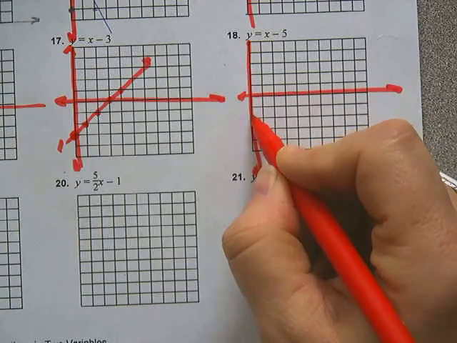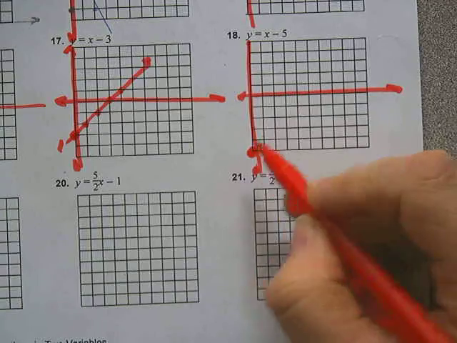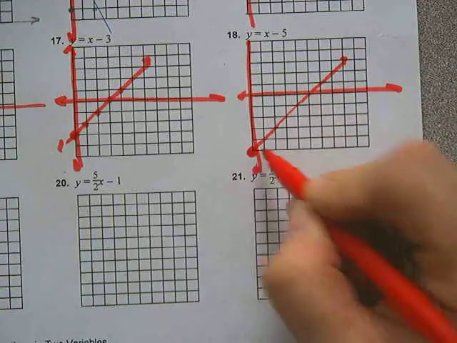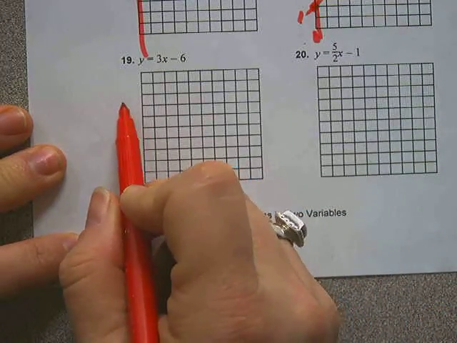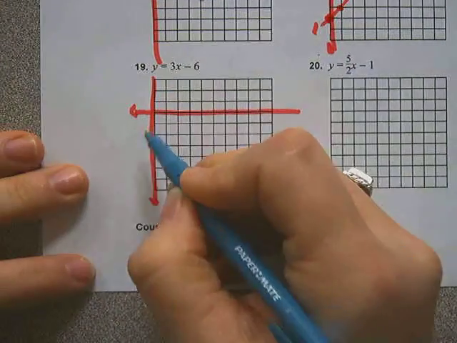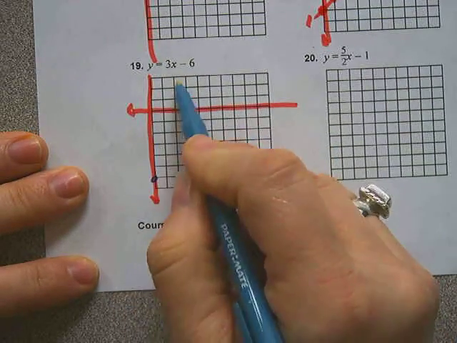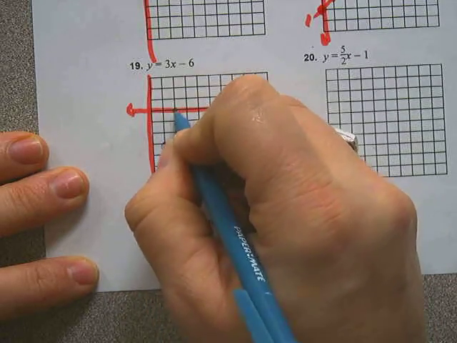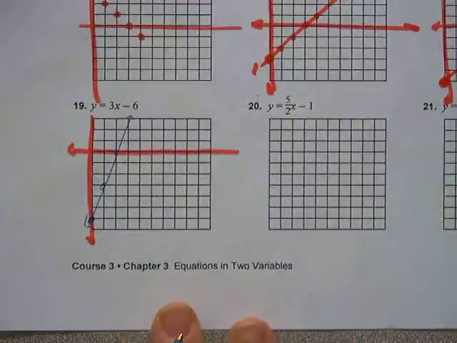This graph, if I move my x-axis and y-axis up here, has a y-intercept of -5. So way down here, 5 down, but a slope of 1. So we're rising 1, running 1. Okay. This graph has a y-intercept of -6. So we're way down here, 1, 2, 3, 4, 5, 6. And we're sloping upward at a rate of 3. So rise 3, run 1.